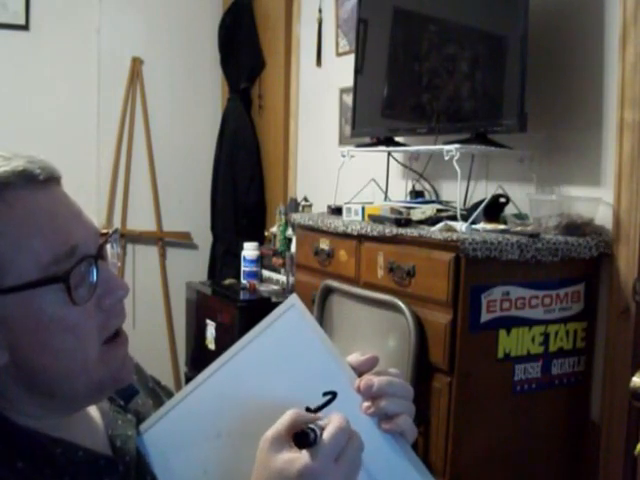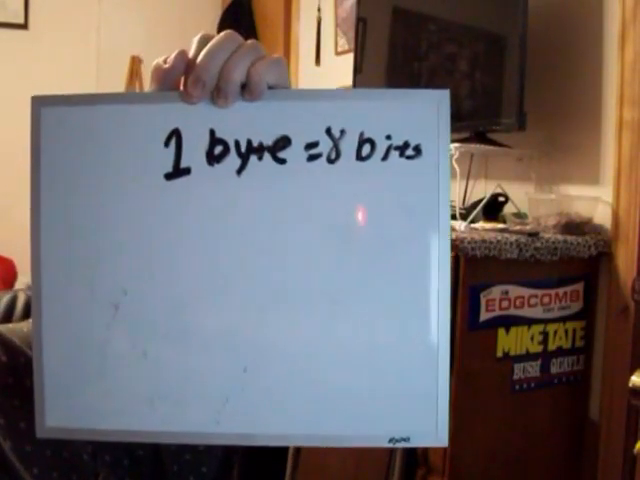Now, let me show you how this works. If you go to computer class, you'll learn this right away. 1 byte equals 8 bits. That's the way it works. If you have 2 bytes, that's 16 bits. 4 bytes is 32 bits. 8 bytes is 64 bits. And so on and so forth. You get all the way up to 128 bytes, which is 1024 bits.